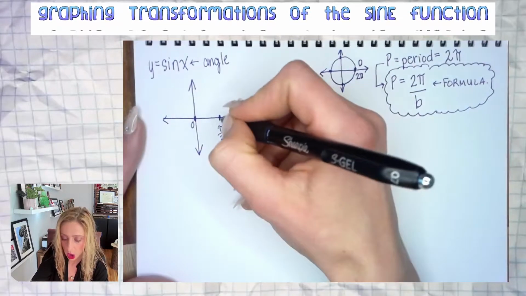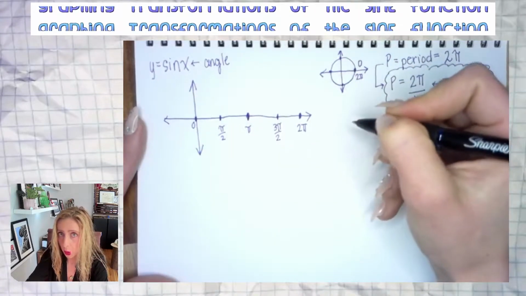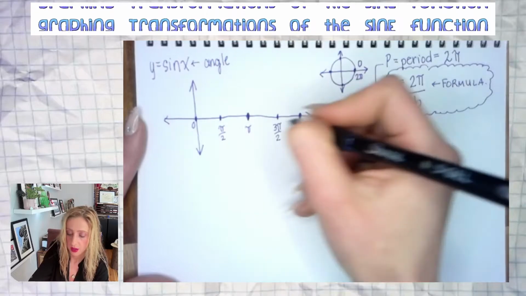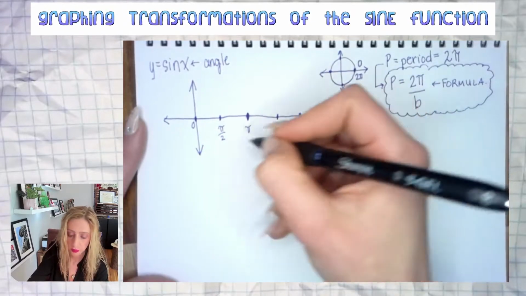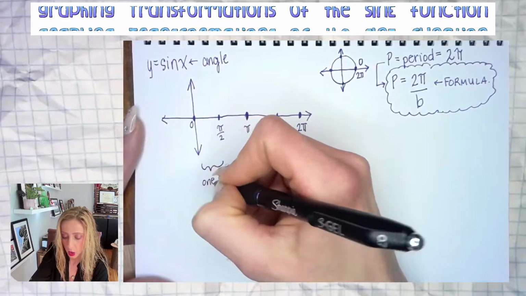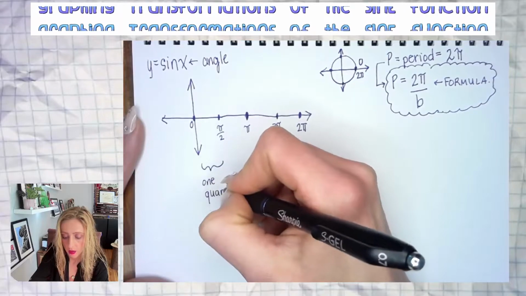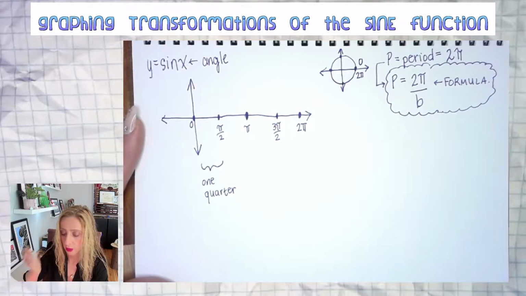So these are each a quarter, important, these are each a quarter or a quadrant of a full period or of the full cycle, okay? So this is 1/4 of the whole thing. Repeat, 4 quarters make a whole.